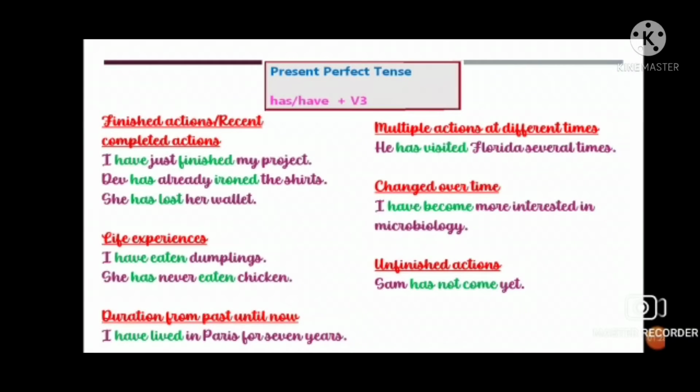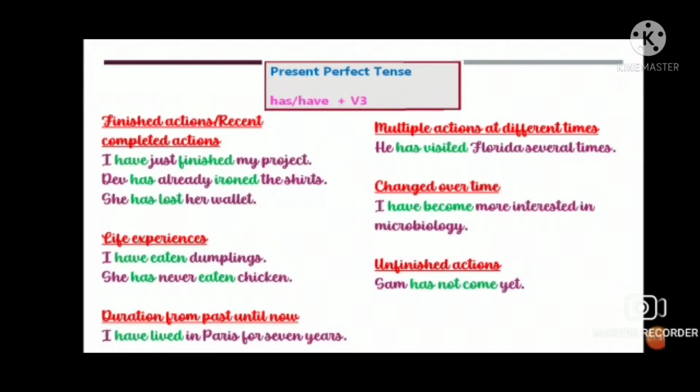Fifth one, change over time. I was not drinking milk. I have become addicted to milk nowadays. Another example, I have become more interested in microbiology. You were not interested before. Now you have become more interested in microbiology nowadays.